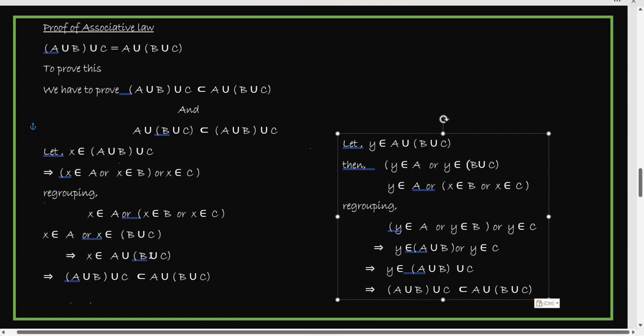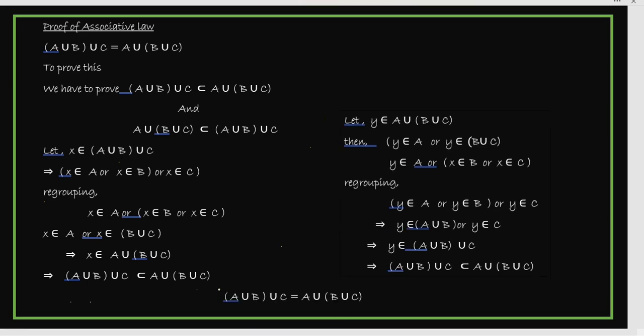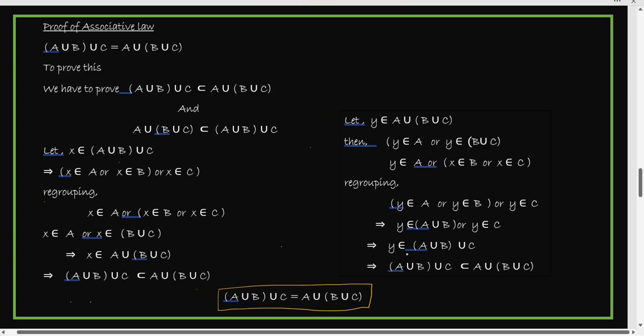Hence we proved these two sets are equal sets. So this is how we proved the associative law. It is simple: we have to regroup the elements, and where or is there, we have to put union, and where union is there, we have to put or. Next, we will see the distributive law.